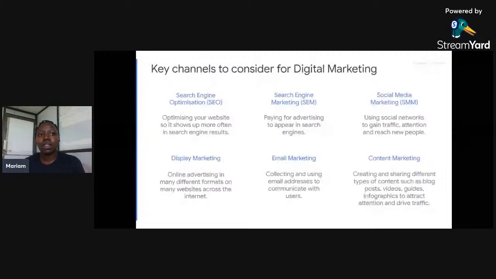It involves a lot of things that are going to help you show up more often in search engine results. And then when we look at search engine marketing, this means you're paying to advertise your products on search engines. You have to put in some money for you to be able to appear. If you've ever searched for something and the very first websites that appear show the initials AD, pronounced as ad, that is search engine marketing. That means they have paid to appear first in search engine results.